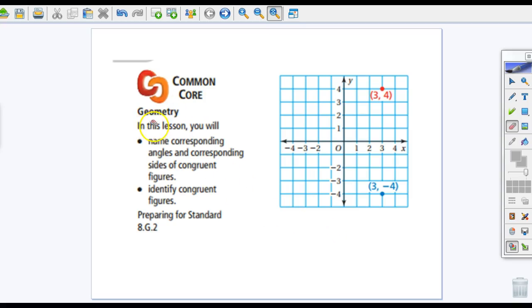All right, so today we're going to be looking at our first geometry skill here. We're going to look at our coordinate plane, and we're going to begin looking at something called transformations. Okay, so we're going to do several types of transformations. Today, we're going to start with the first one, and we're going to call it a translation.